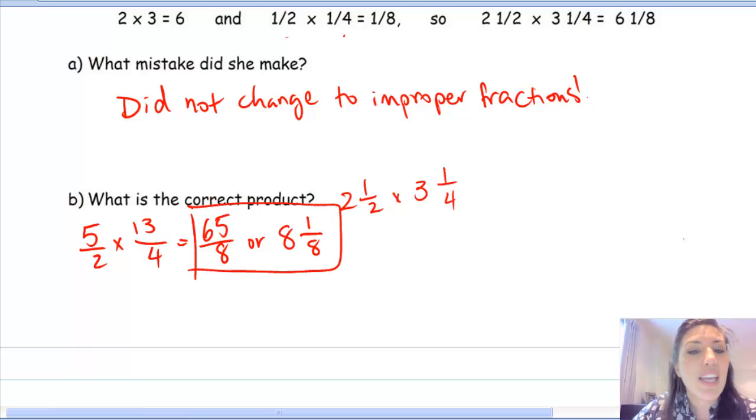denominator. So either of these answers are correct as long as I didn't ask you for a specific way to express it. So that sums up our 6.4 section. Stay tuned for video 6.5.